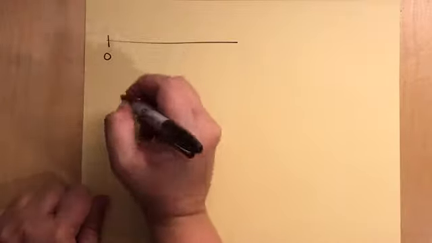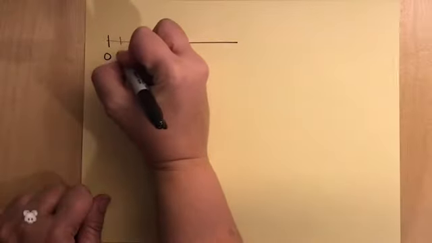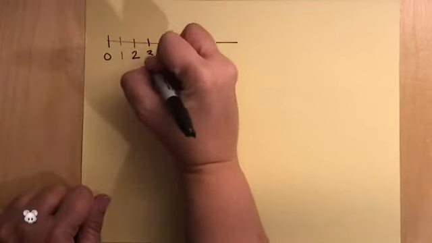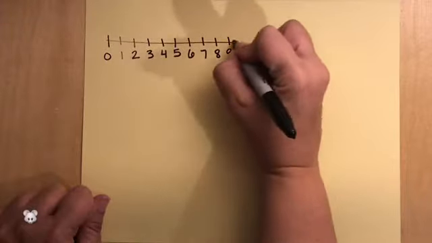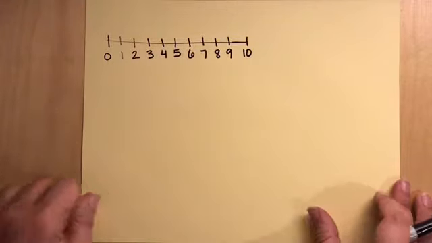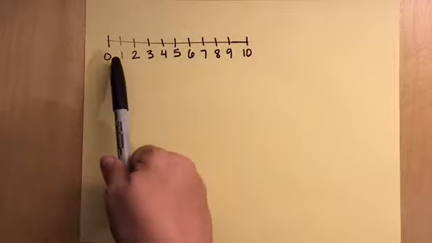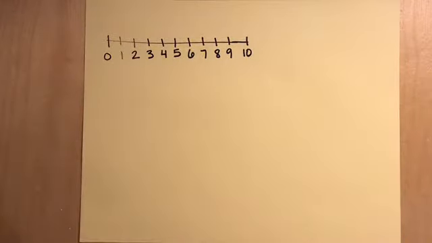How many ones are in the number 10? Go ahead and draw a number line on your paper while I draw one. Also count aloud. So 0, 1, 2, 3, 4, 5, 6, 7, 8, 9, 10. How many ones are in 10? There's 10 ones in 10.